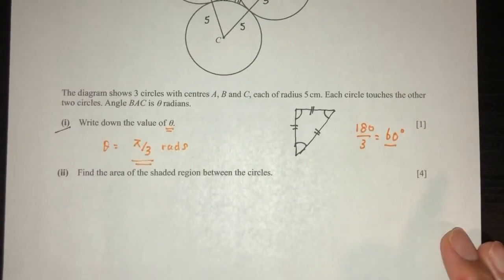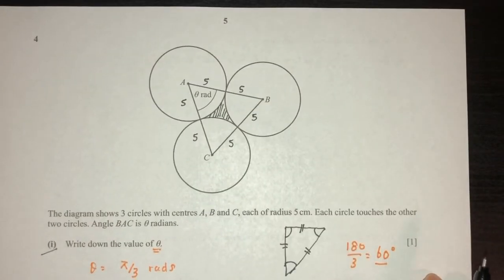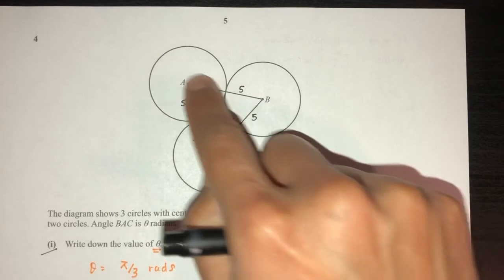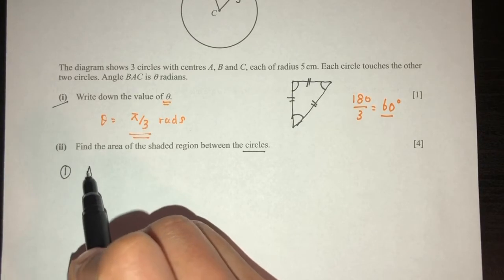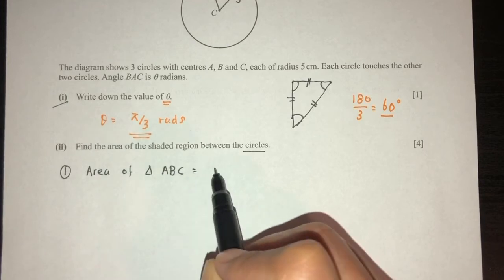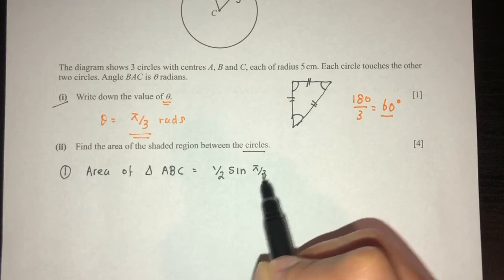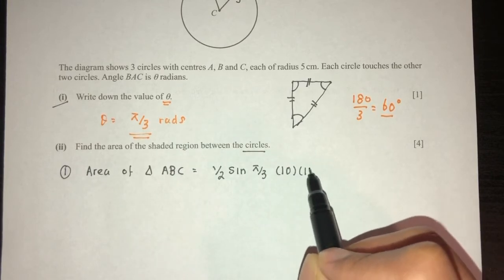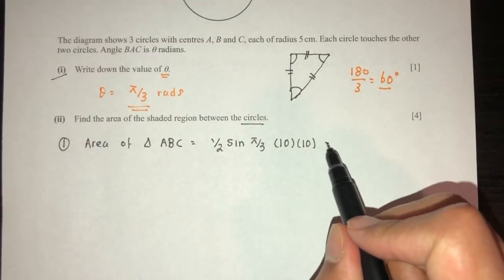Now next step, we have to find the area of the shaded region between the circles. So how can you find that area? You have to think. The first thing we can do is find the whole area, the area of a triangle. So step number 1, let's find the area of triangle ABC. That will be half times the sine of the angle pi by 3 and times the sides, which is 10, 10. Now this will be the area of the whole triangle.